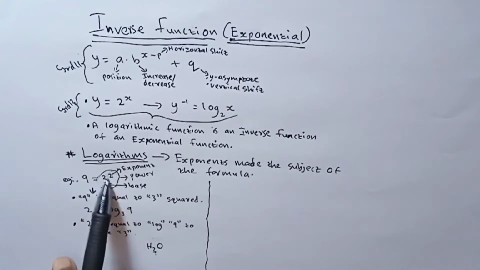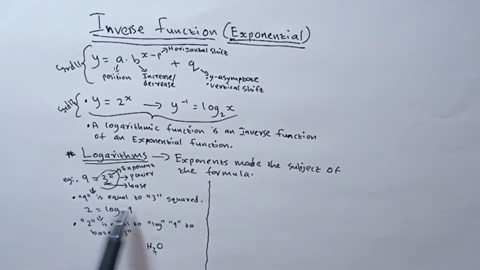So you say 2 as an exponent, you make it the subject of the formula, you write your log. What was the base will now be the base again, and the rest is algebra. It's obvious. So when we call this, we say 2 is equal to log 9 to base 3. We don't say log 3 9, we say log 9 to base 3. 2 is equal to log 9 to base 3.